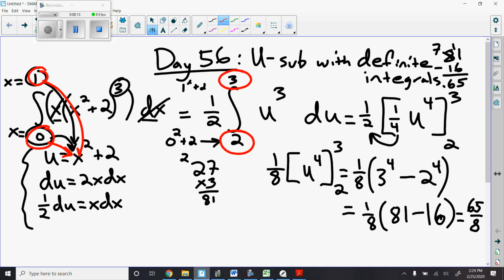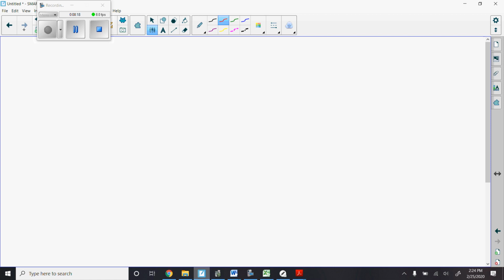Okay, let me show you another example. We saw an indefinite integral similar to this on our last homework, but we haven't seen a definite integral like this yet. So let's talk about it.